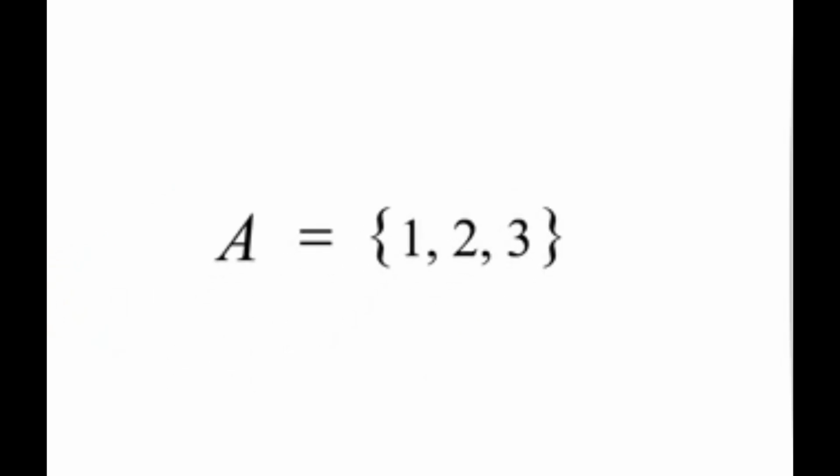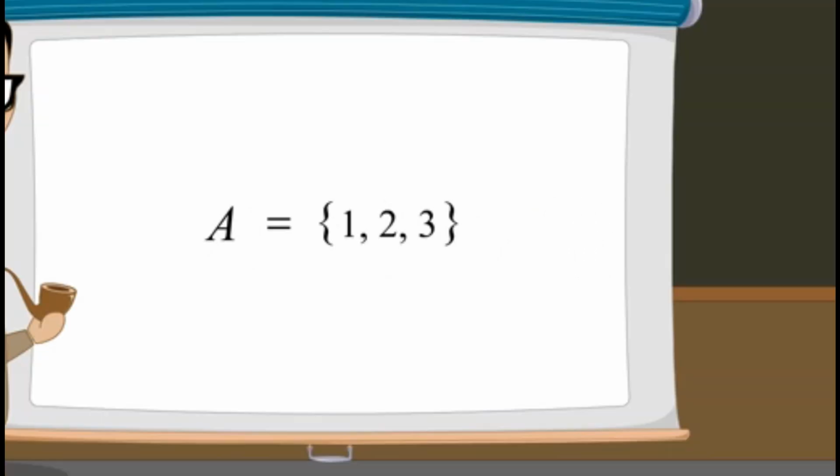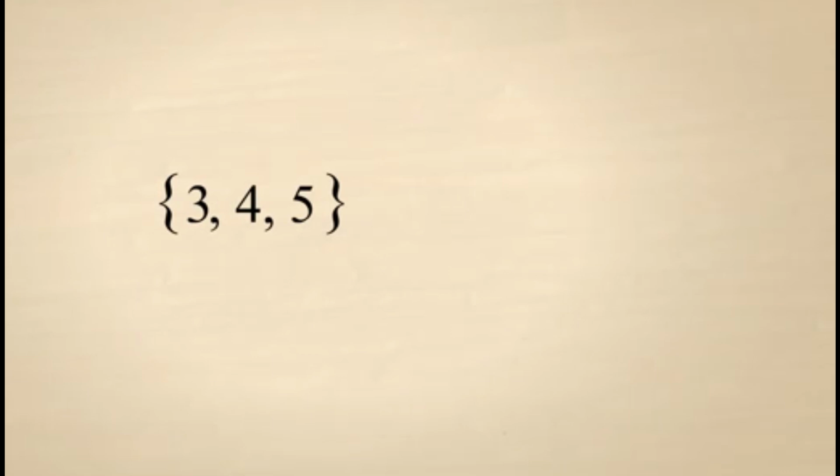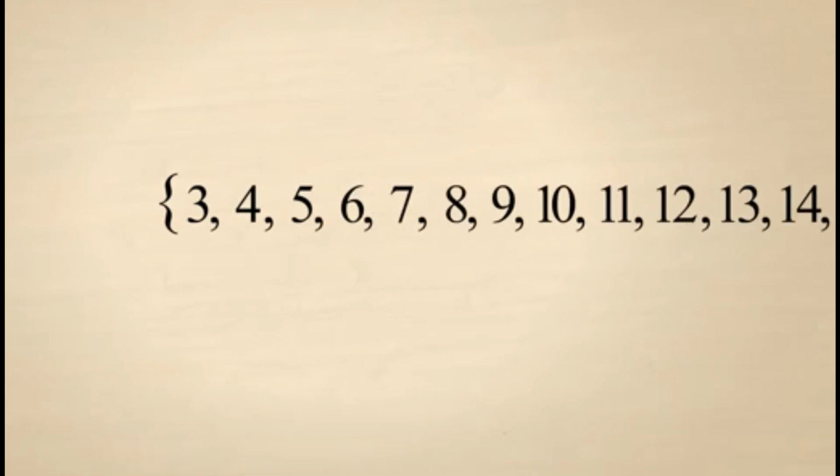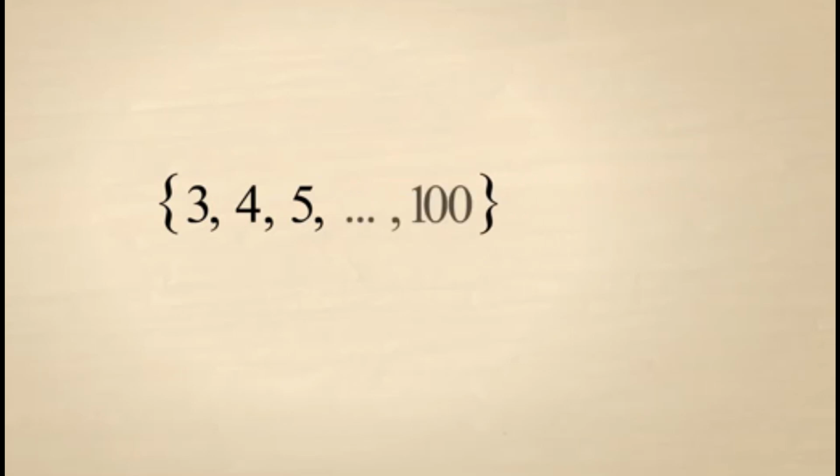An important rule to remember when listing the members of a set is that each element must be unique. No two members of a set may be the same. For sets with lots of members, if the list of elements continues in some obvious way, an ellipsis can be used to indicate a continuation of the pattern. For example, the set of integers between 3 and 100 could be written like this. This can be very useful when specifying the membership of infinite sets.